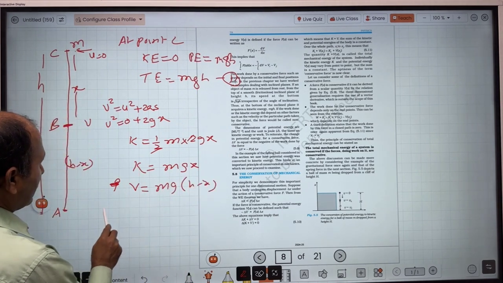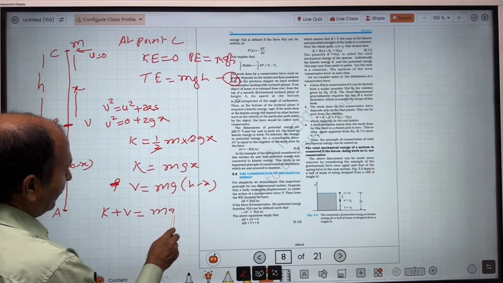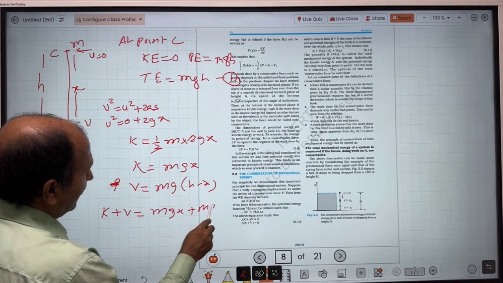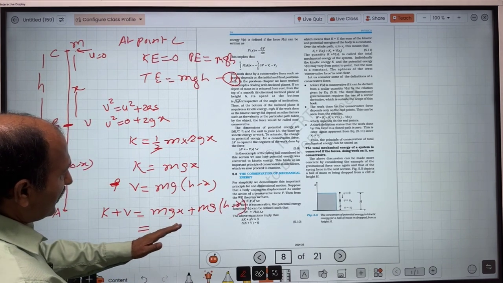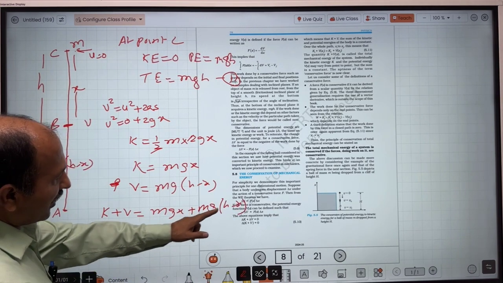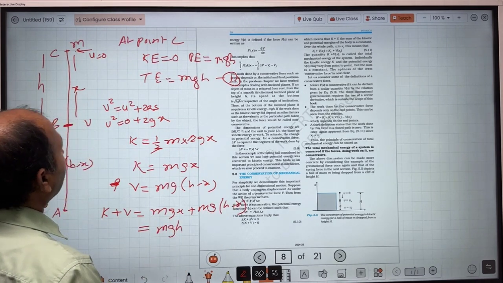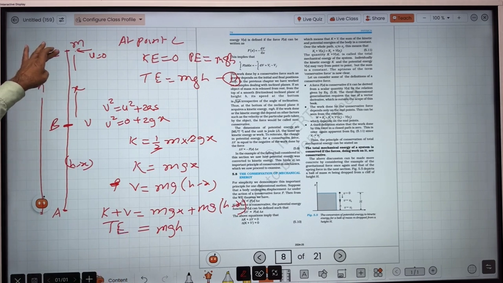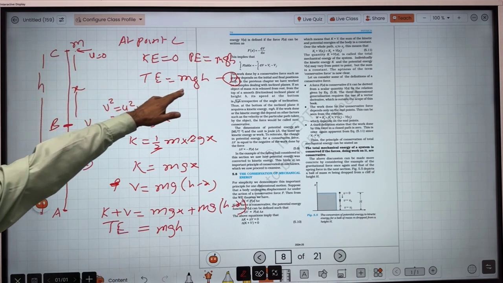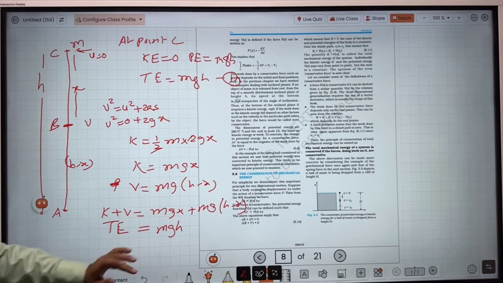Now find the total energy, K plus V. So what happens? mgx plus mg(h minus x). So mgx and minus mgx will cancel out, and mgh will be left. So what have you observed here? At point C, the total energy was mgh. At point B, the total energy is again mgh.